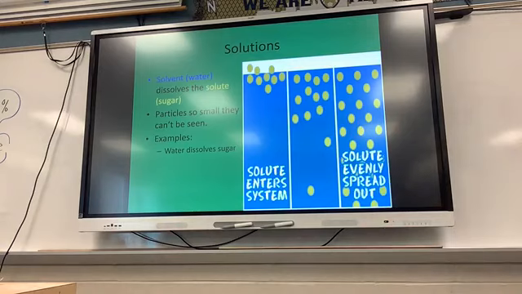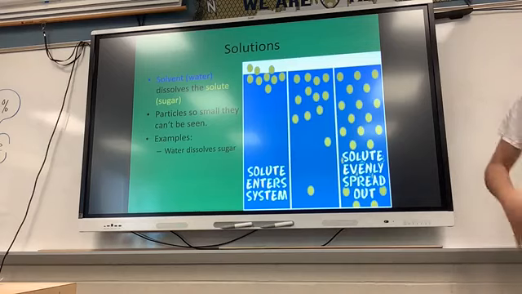Is that the end of your notes? No, we skipped elements and compounds. Okay. What about particles? What's saturated? Saturated. We're going to come back to that saturated part later.